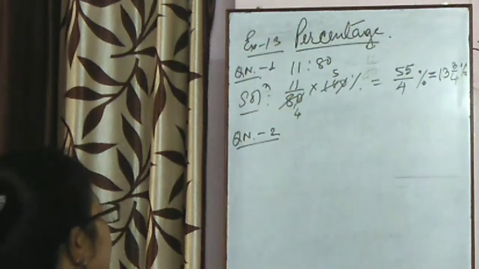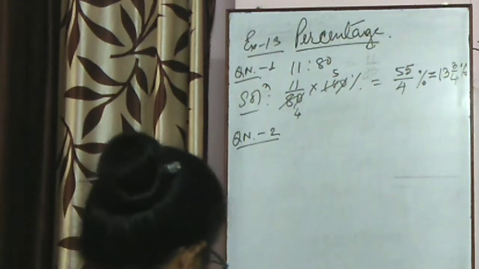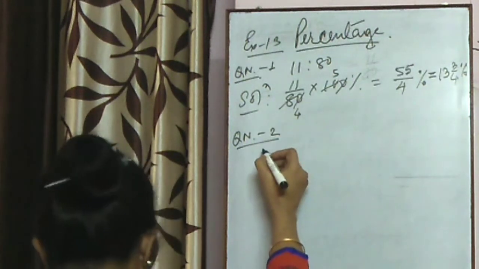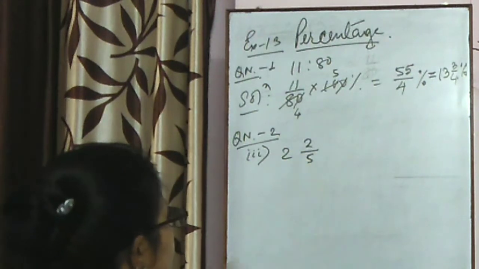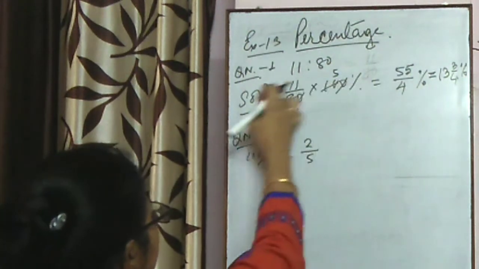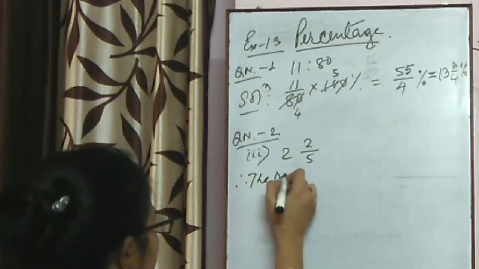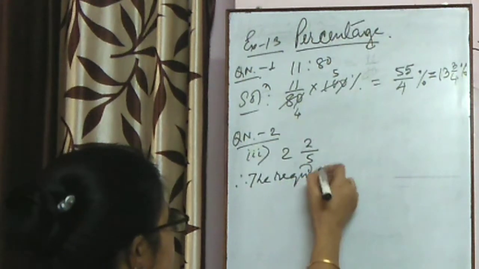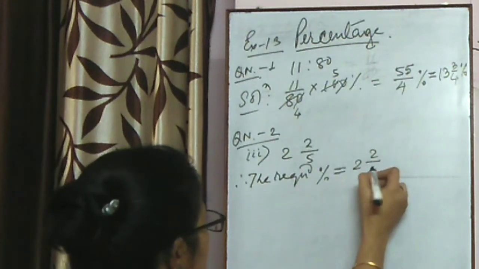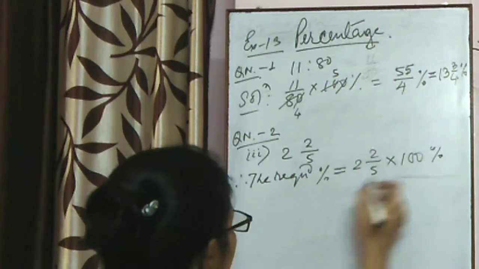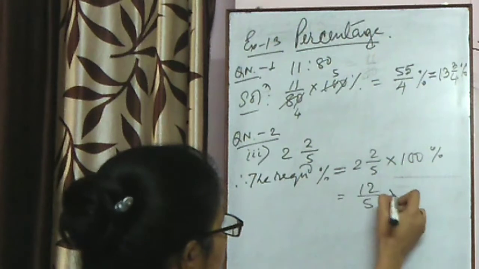Question number 2. Express each of the following fraction or a mixed number as a percentage. I am taking the mixed number only. Here it is number 3, 2 and 2 by 5. So I told you that you can write the solution directly, or you can say the required percentage is equal to this number, then you multiply it by 100. So make it an improper fraction. 5 twos are 10 and 2 is 12.